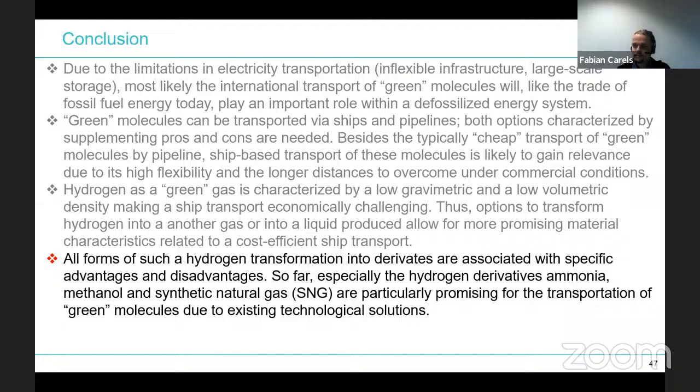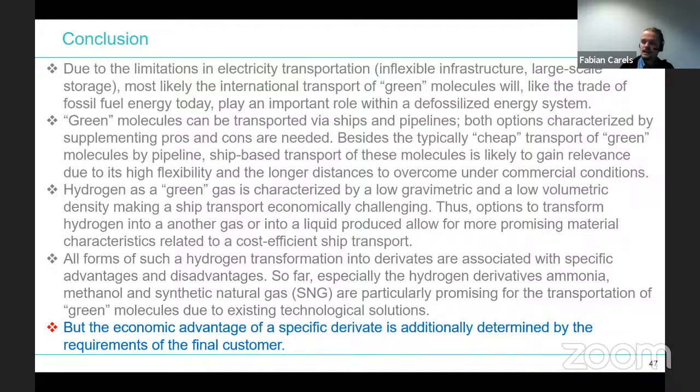So far, especially the hydrogen derivatives ammonia, methanol, and synthetic natural gas are particularly promising for the transportation of green molecules because we already have the technologies and the infrastructure existing. Because we already have the ammonia market, the ammonia transportation, we have the methanol market, and we especially have the synthetic natural gas market and transportation infrastructure. And last but not least, the economic advantage of a specific derivative is additionally determined by the requirements of the final customer. And with this, with a look at the final customer, I will give it back to Professor Kaltschmidt for the last and final part of our presentation today. Thank you very much for your interest and attention.